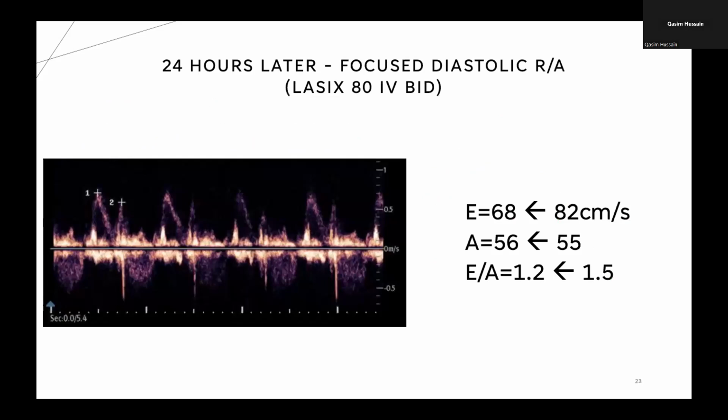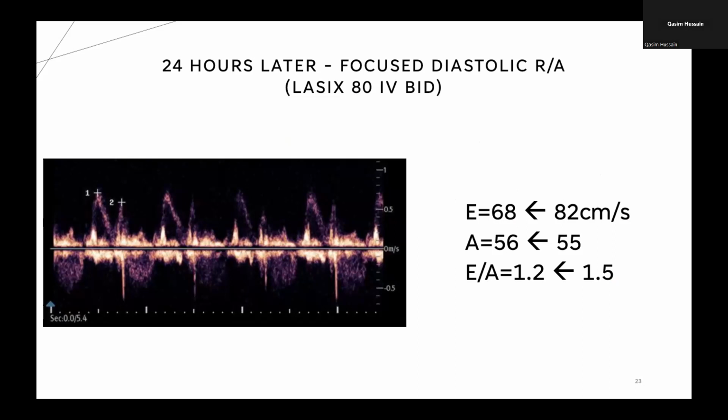And 24 hours later, I did a focused diastolic reassessment just to see what the effect of diuresis would be in this patient. And this is, again, our mitral valve inflow view. And now we're taking our waveforms there. So now we see our E velocity has already come down from 82 centimeters per second all the way down to 68, which is a phenomenal indicator of good diuresis.